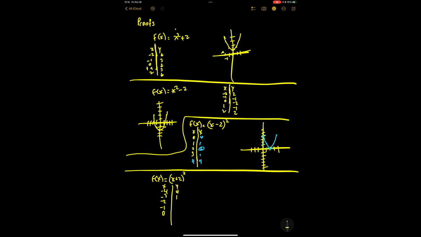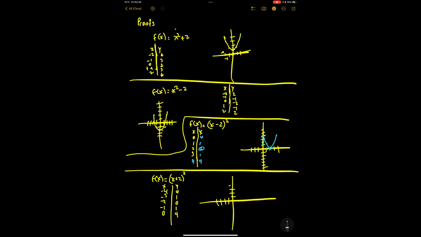At -2, -2 plus 2 is equal to 0. That's going to be 0. At -1, -1 plus 2 is going to be 1, and 1 squared is equal to 1. At 0, it is going to be 2, and 2 squared is going to be 4. So we're going to have -4, -3, -2, -1, and 0.